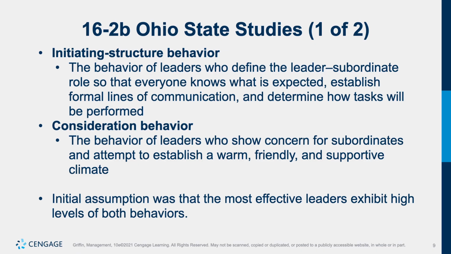So the initial assumption was that most effective leaders exhibit high levels of both behaviors. And one difference between the Michigan studies and the Ohio State studies is that the Ohio State researchers did not interpret leader behavior as being one dimensional, right? Each behavior was assumed to be independent of the other.